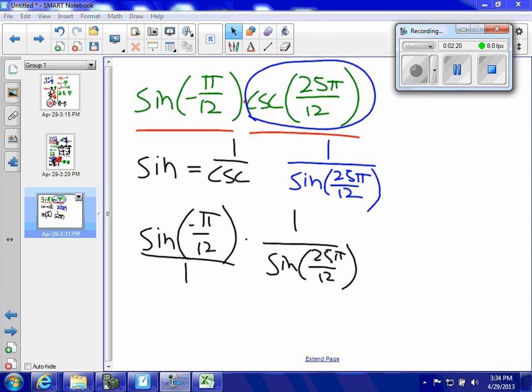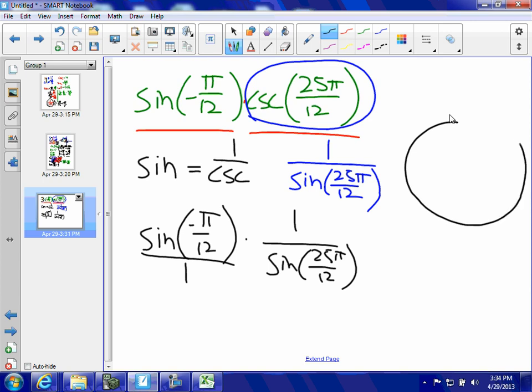The next thing I'm going to want to do is think about this as a unit circle. Ideally I would like to not have negative pi over 12, because I'd rather not have a negative angle. I'd rather be working with positive angles. And I'd rather not have 25 pi over 12, because that angle is going to go all the way around the unit circle one time. So I need to see what the coterminal angles are for these two angles.